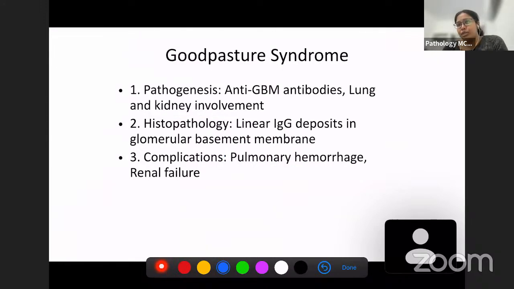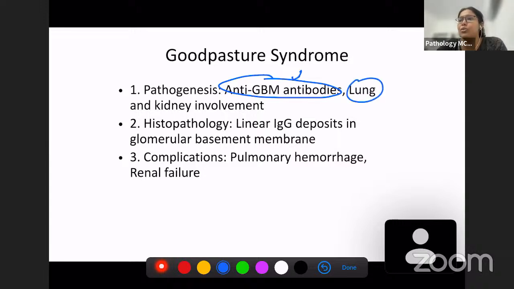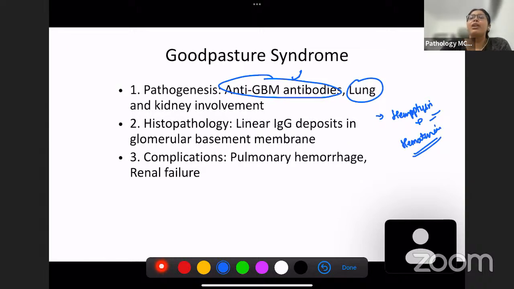Now, Goodpasture's syndrome, we have already discussed enough. It is also known as anti-GBM disease. Okay, see, this glomerular basement membrane, it not only affects the kidneys, it also affects the lungs. So these patients have hemoptysis as well as hematuria. Okay, so hemoptysis as well as hematuria is what these patients have.